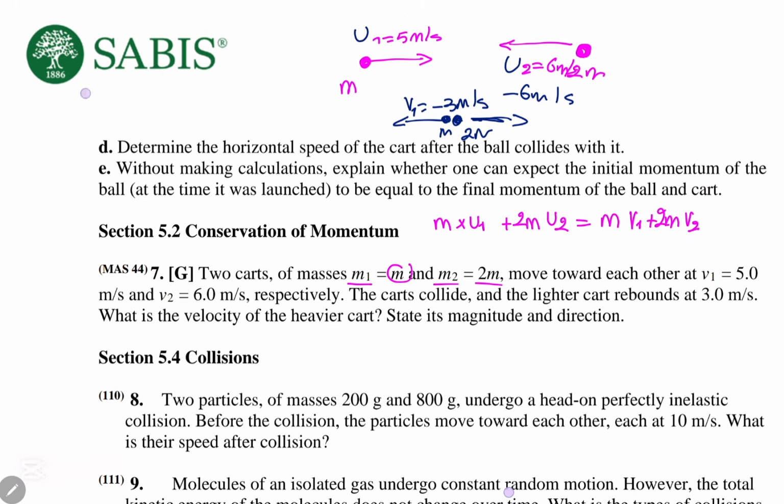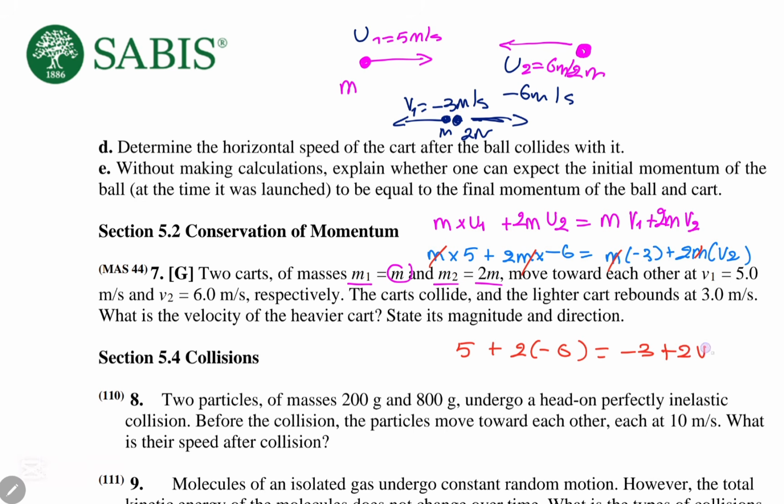Now we substitute our values, right? So here it's going to be m times 5 plus 2m times minus 6. It's equal to m times minus 3 plus 2m times v2. Now all of them have m as a common factor, so we can cancel out the m. So now we have 5 plus 2 times minus 6 is equal to minus 3 plus 2v2.